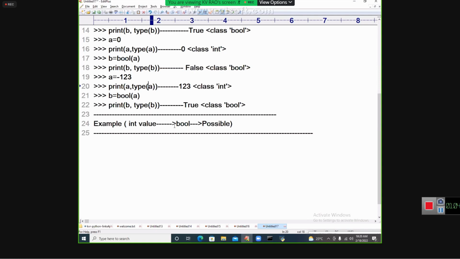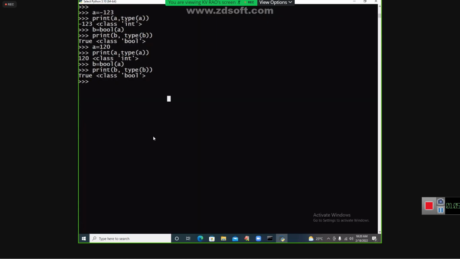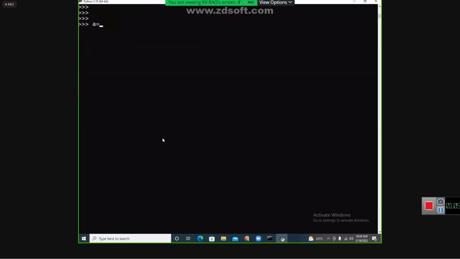Come on, int value to bool is done. Now I'm taking the next, float value. Be careful, float value. A is equal to 12.34. Quickly, possible or not possible? Yes, possible. What is the value? Is it zero or non-zero? It is possible, and the value is called true.